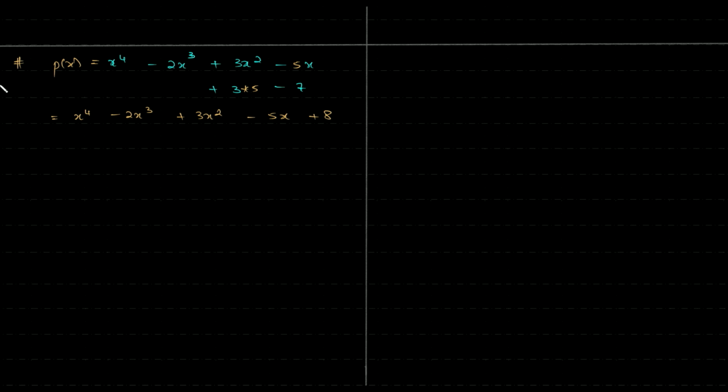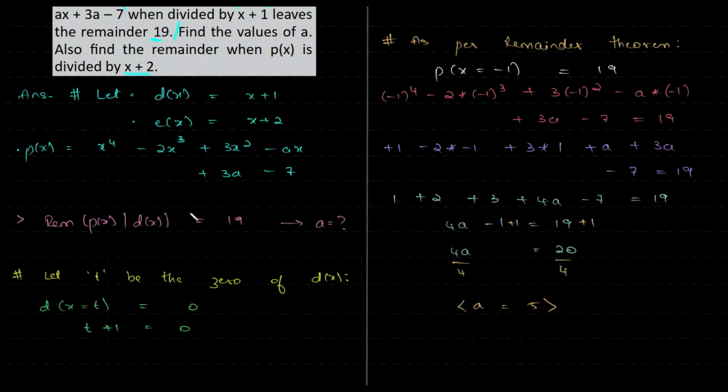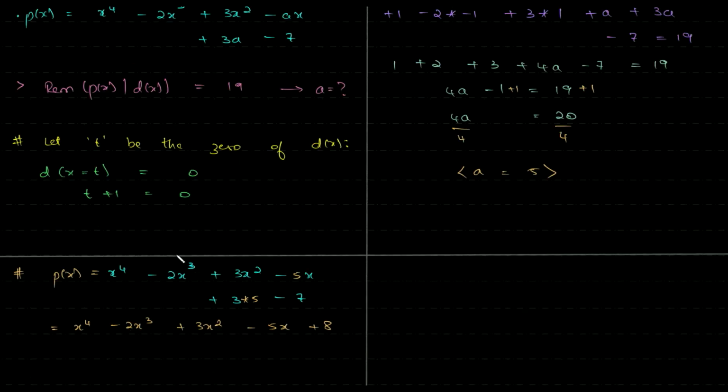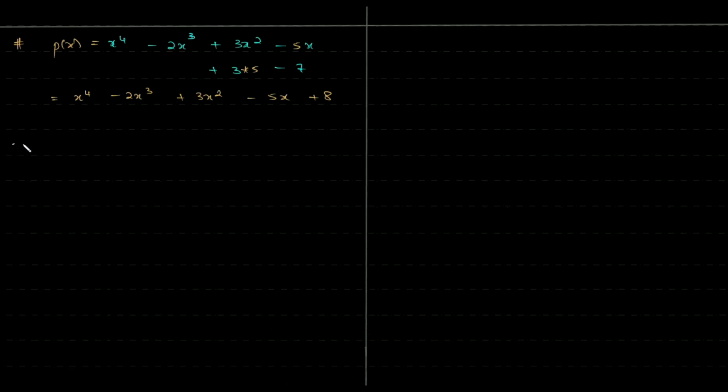Okay, so now we have our p of x, but there is one more part. We have to find the remainder, not 0, sorry, remainder of the process, that is when we divide p of x by e of x. So let's figure out the 0 of e of x, as the remainder theorem tells.